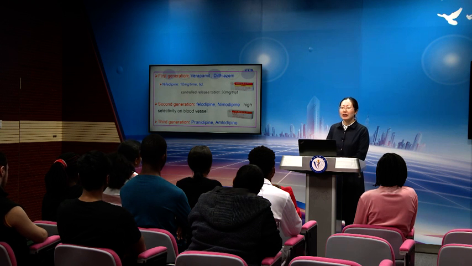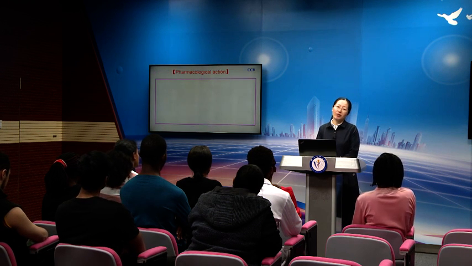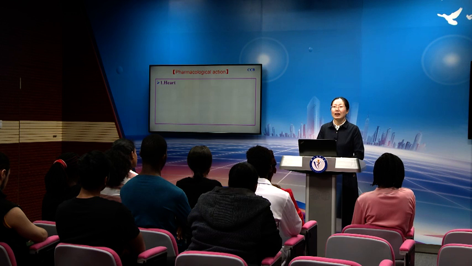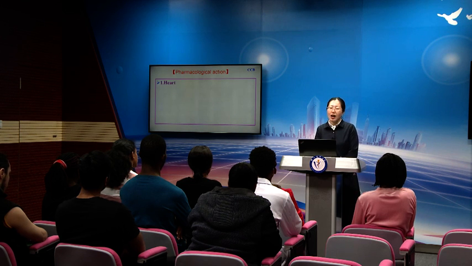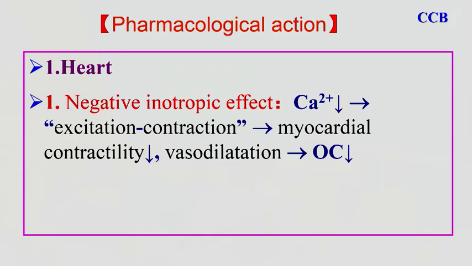So today we will study these drugs' pharmacological effects. At first, we know they are calcium channel blockers. So the first effects are on the heart. On the heart, calcium is blocked. So the first pharmacological effect on the heart is negative inotropic action. What's the meaning? Increase or decrease contractility? Decrease, very good. It will decrease contractility.